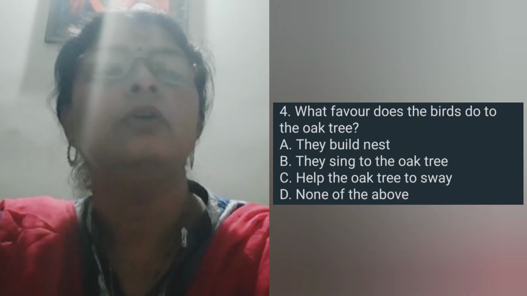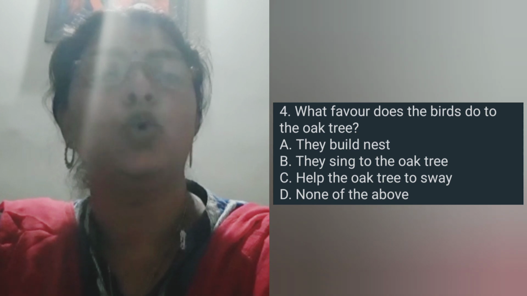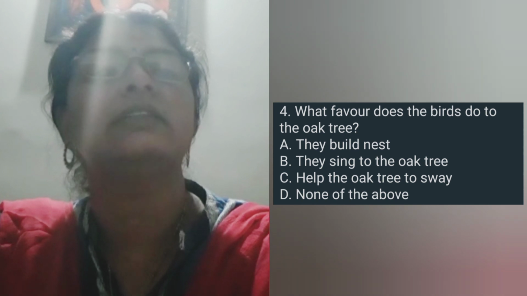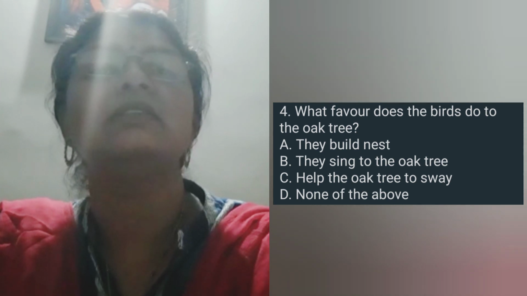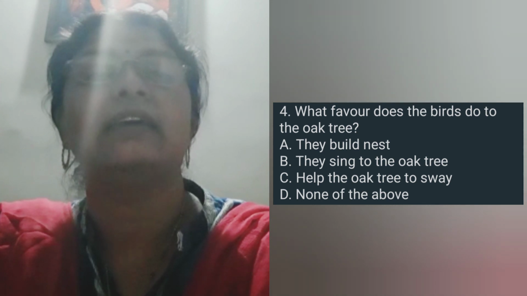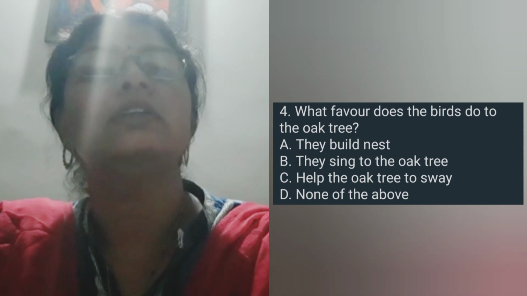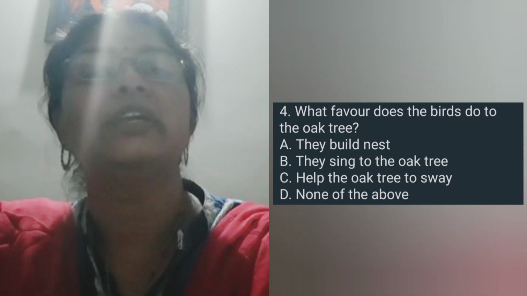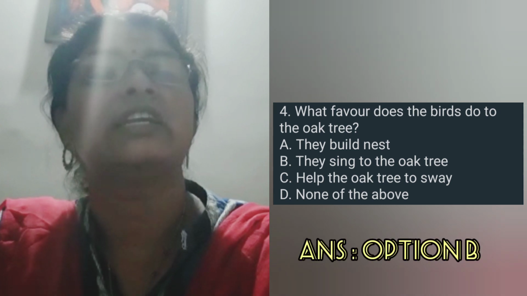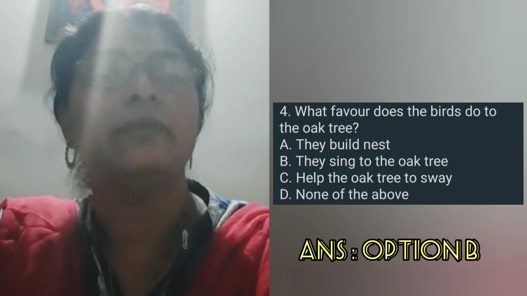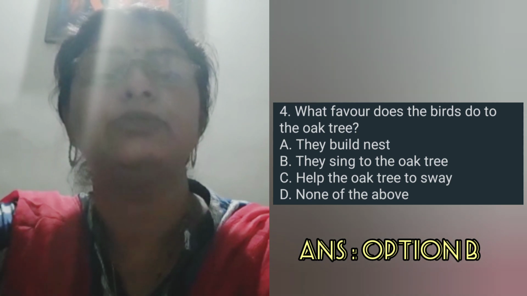Okay. Now, what favor do the birds do to the oak tree? That is the next question. They build nest, they sing to the oak tree, help the oak tree to sway, none of the above. Sway means to move from one side to the other. And what are the birds doing in favor for the tree? They sing to the oak tree. That is answer B. Hope it is clear to you.